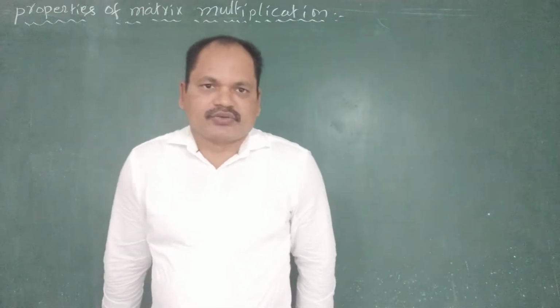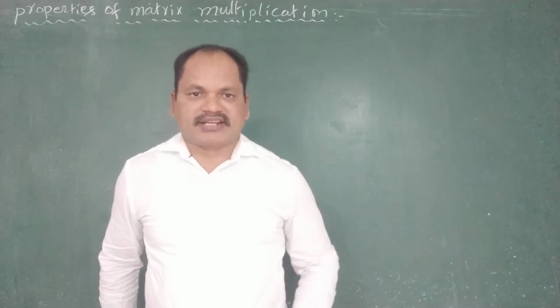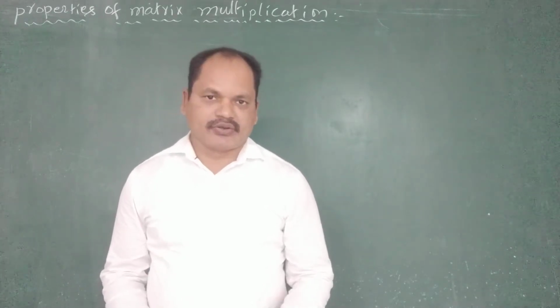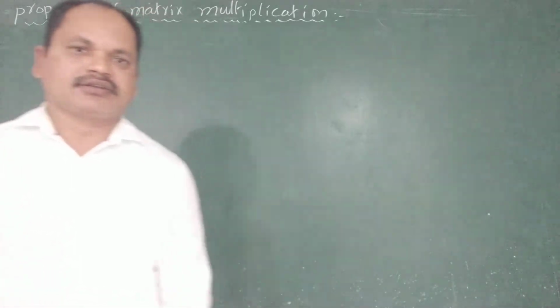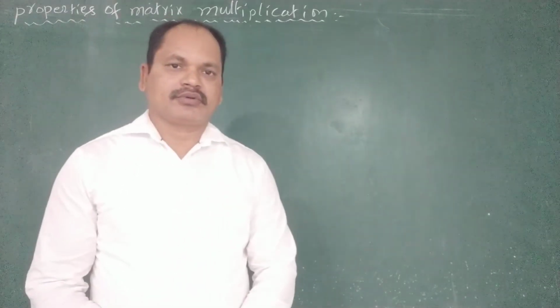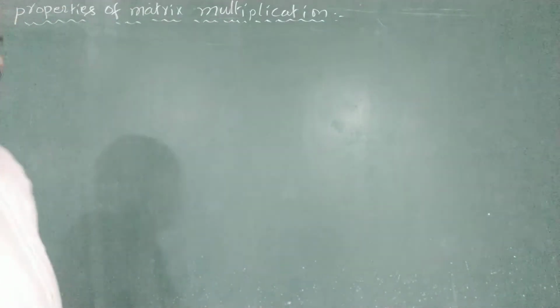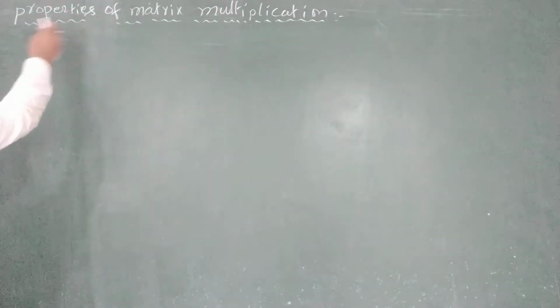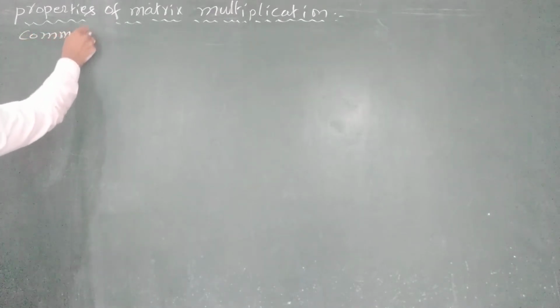Okay, dear students, we are going to the chapter-wise concept. The topic is matrices and determinants. Now we are going to the next part, that is the properties of multiplication of matrices. Now we are going to the first property, that is the commutative property.